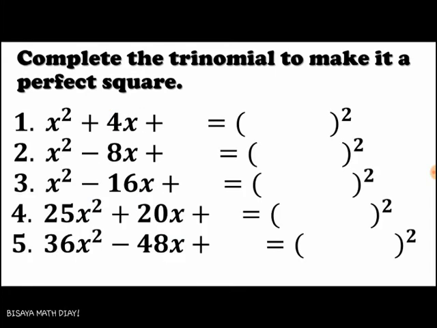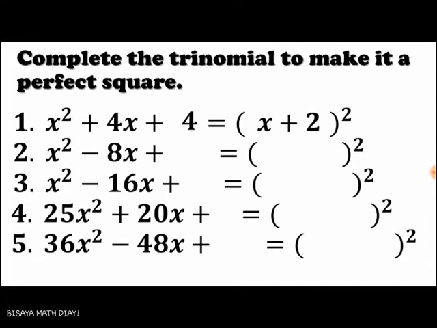Alright, let's try this one. Let's have number 1, x squared plus 4x plus. What should be the number such that it will complete the square? The resulting trinomial is a perfect square trinomial. So, guess, that's 4. So, the reduced binomial form is x plus 2.